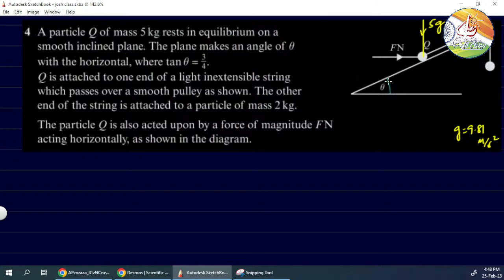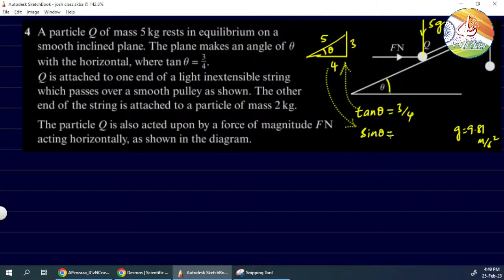The plane makes an angle theta, that is here. Tan of theta is given to us. Tan of theta is 3 by 4. So let's draw it here. If this is the angle theta, tan of theta is opposite by adjacent. So 3 and 4 will come here. Hypotenuse will come out as 5 by Pythagoras theorem. From this we got sine theta as opposite by hypotenuse, and cos theta as adjacent by hypotenuse. Correct? So these we will need to use in the equation.